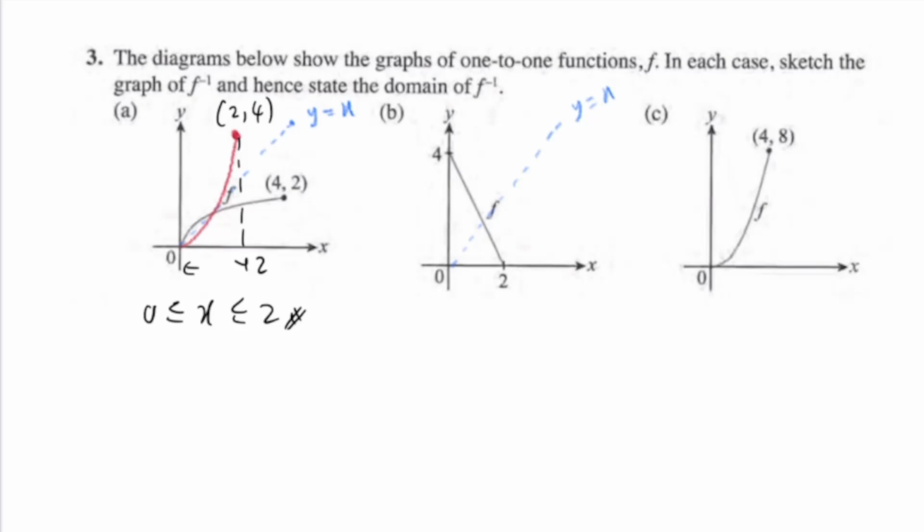Okay, when you inverse the graph, I'm going to use a red color. 4 is going to move over to the other side, and 2 is going to move over to this side. Your 2 maps onto the opposite side. So I'm going to draw this line here. Not too long, because it starts from 2 here all the way to 4.